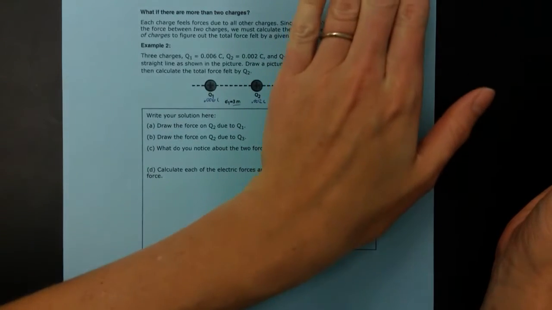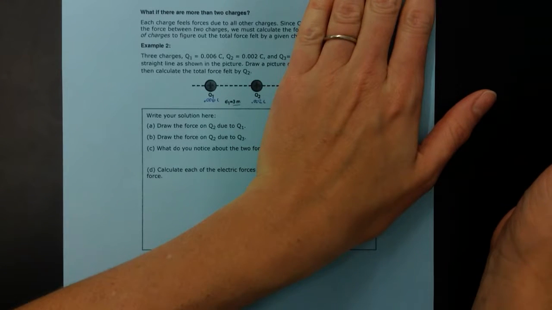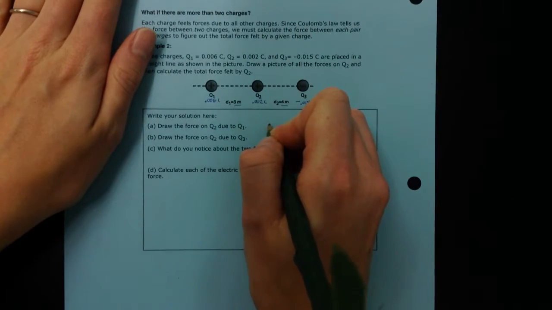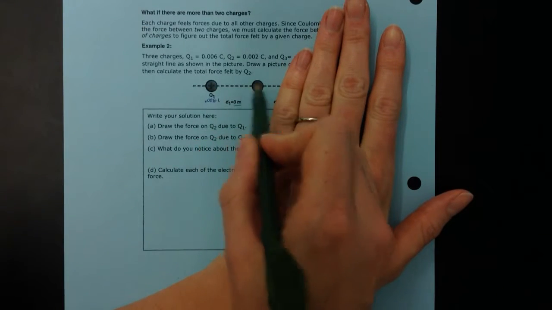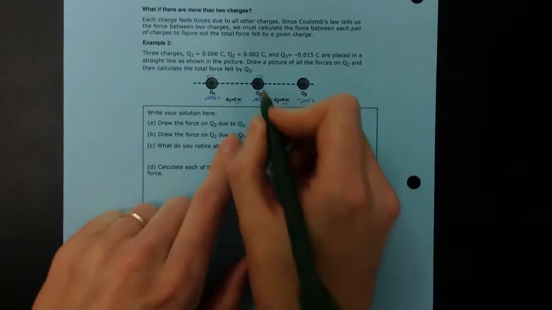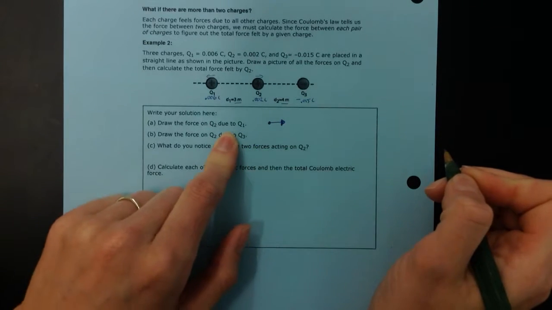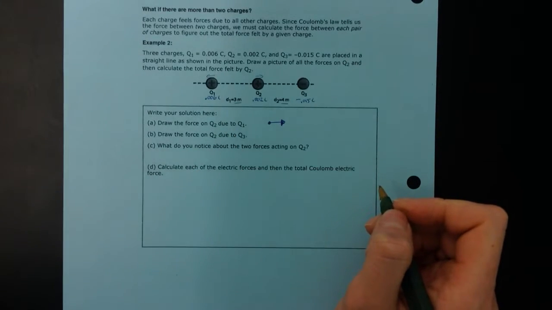Okay, so what we do when we have three charges or more is we take a look at sets. So it's always a two-charge interaction. First we can look at Q1 and Q2. That's what this A says: draw the force on Q2 due to Q1. So let's pretend this is Q2. Now Q1 is also positive, so those forces are going to be away from each other. So on Q2, Q1 is pushing it that way. I don't know exactly how much, but we can calculate that later. So that's just Q1 pushing on Q2.